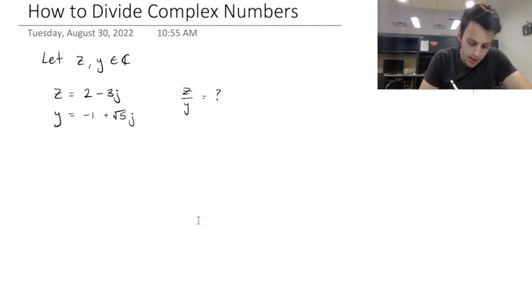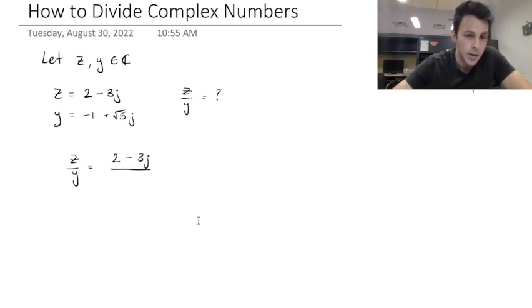So z divided by y. Let's write out exactly what that is. So we have 2 minus 3j, where j is our square root of -1. Sometimes you'll see it as i, but in engineering it's often written as j. So we've got this. Okay. And you're going to follow the same method every time you're going to divide, and that is going to be multiplying the numerator and denominator by the conjugate of the denominator.